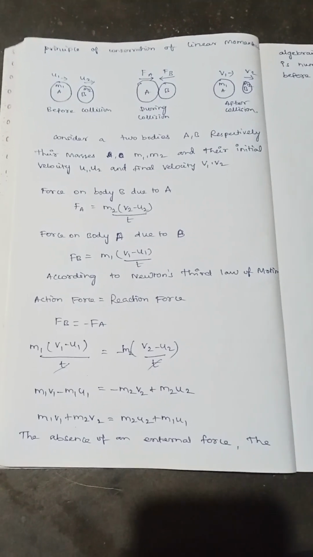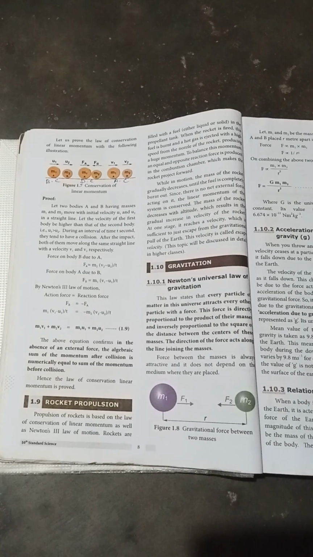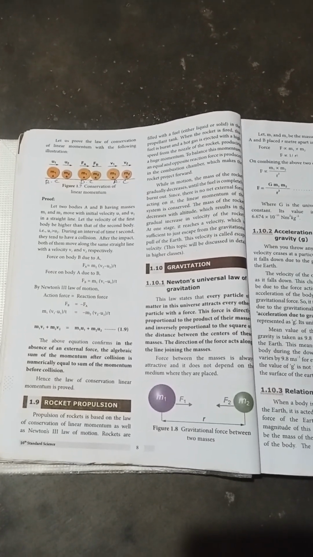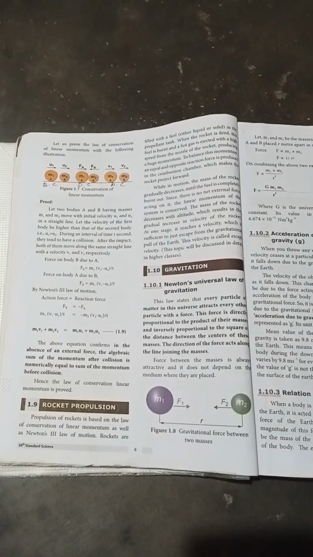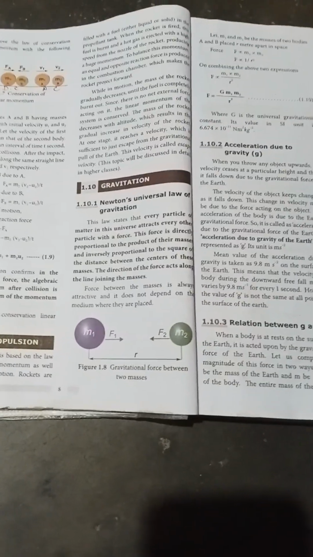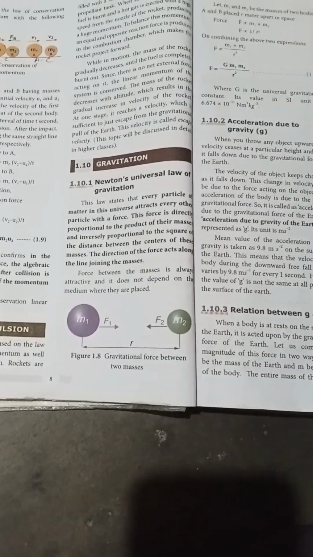In the absence of external force, the algebraic sum of the momentum after collision is numerically equal to the sum of the momentum before collision. Next topic, rocket propulsion. We know rocket propulsion is based on Newton's third law of motion. Next we will move on to gravitation, Newton's universal law of gravitation.